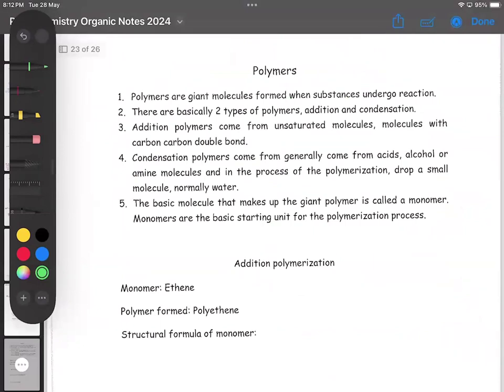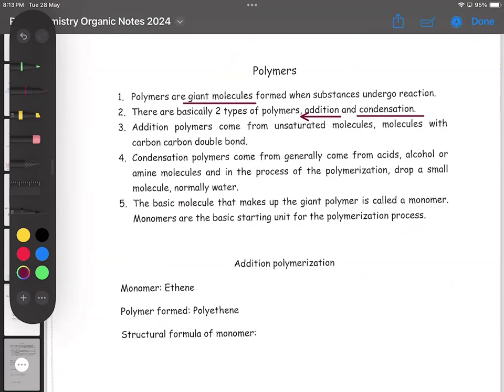Okay, let's look at polymers. As the name suggests, they are generally giant molecules, and these giant molecules are formed by 2 kinds of reaction: addition reactions, which involve the C=C double bond, and condensation reactions, which involve a small molecule that is being taken up during the reaction. What that exactly means, we'll see in a short while.